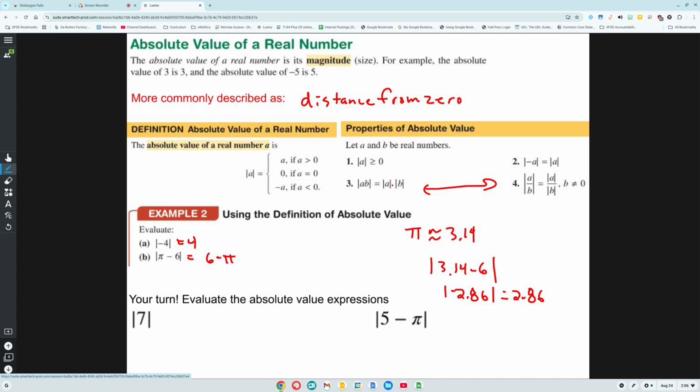Okay. Your turn. What I'm going to ask you guys to do right now is quickly pause the video and just evaluate these two absolute value expressions. Should take no more than a couple seconds.